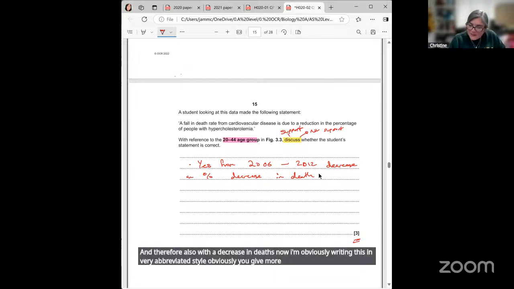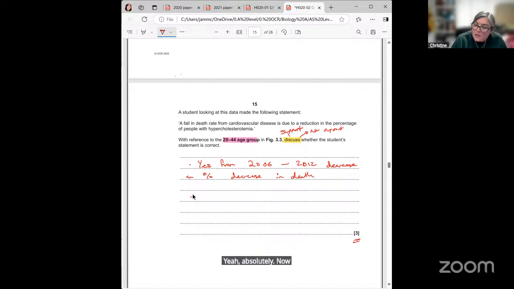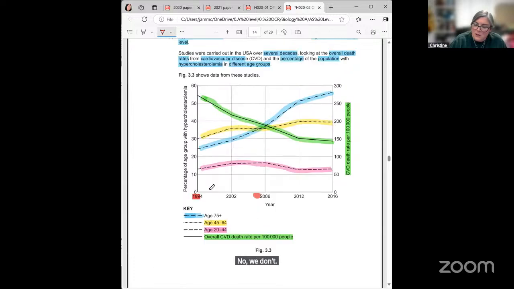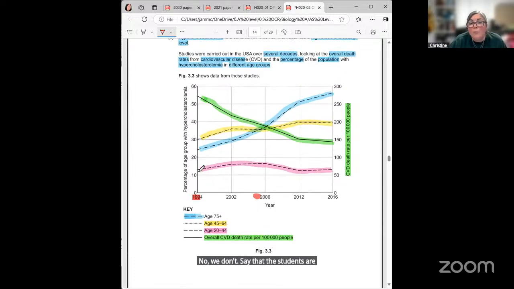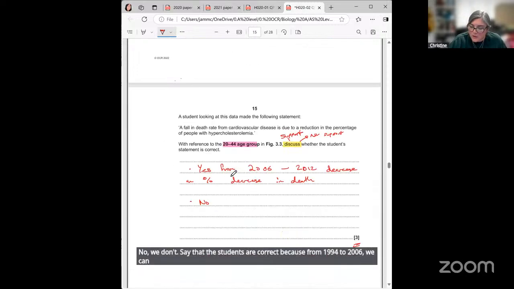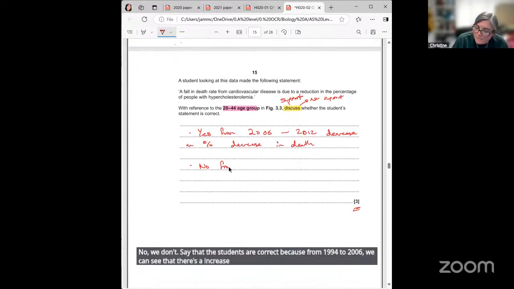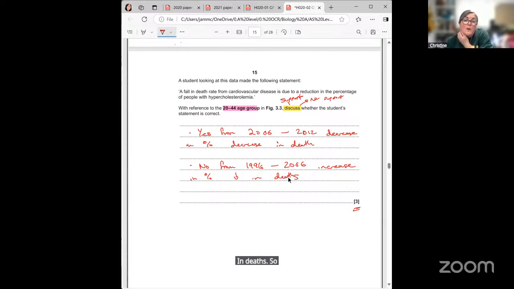Yeah, absolutely. Now, on to the no. No, we don't say that the students are correct because from 1994 to 2006, we can see that there's an increase in percentage, but a decrease in deaths. So we are disagreeing with that.